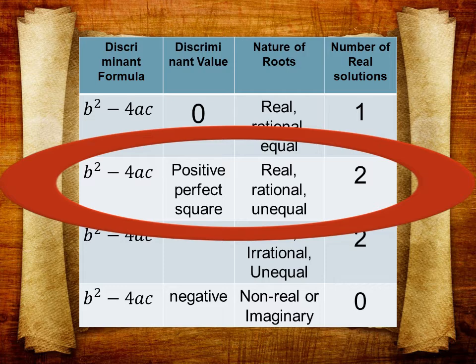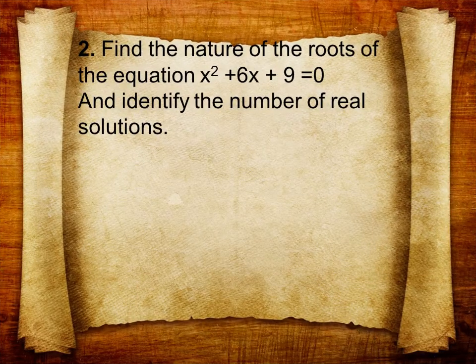Let's have another example. In this second example, find the nature of the roots of the equation x squared plus 6x plus 9 equals 0 and identify the number of real solutions. So your a is 1, b is 6, c is 9. If you have x squared, you have there 1 as the numerical coefficient. Therefore, your a is 1, b is 6, c is 9.